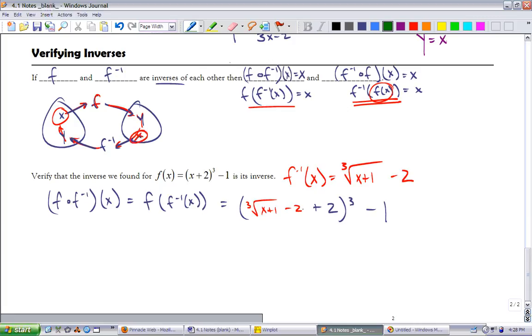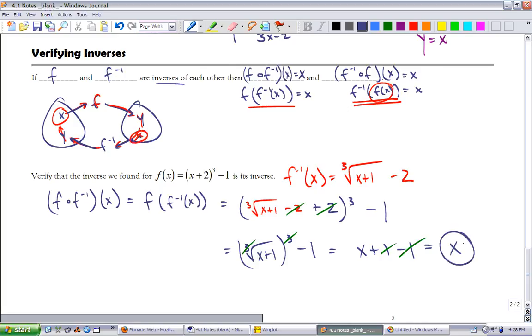First off, you'll notice negative 2 and positive 2, if I add those together, they'll cancel out. So I'll be left with this. I'm just going to switch to blue altogether here. I get the cube root of x plus 1, cubed, minus 1. Now you'll notice that the cube root and the cube cancel out, which leaves me with x plus 1 minus 1, which equals x. And if you look there, that's what we're supposed to get.